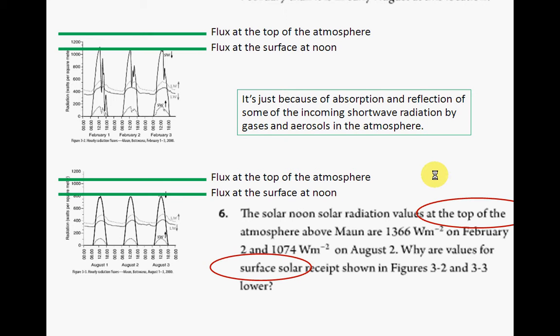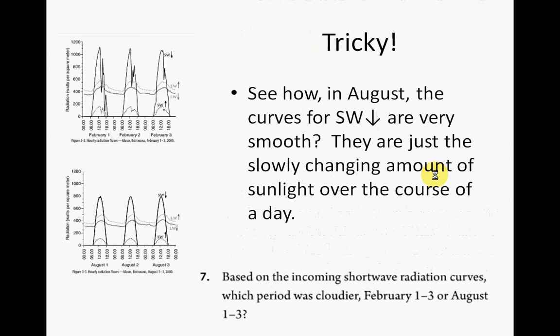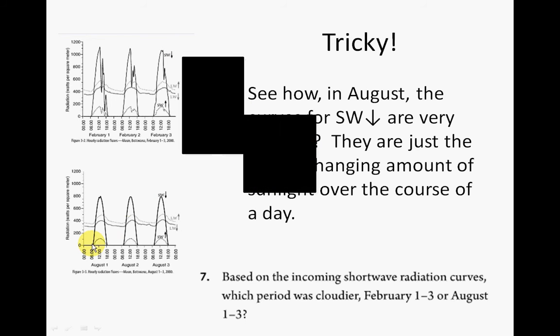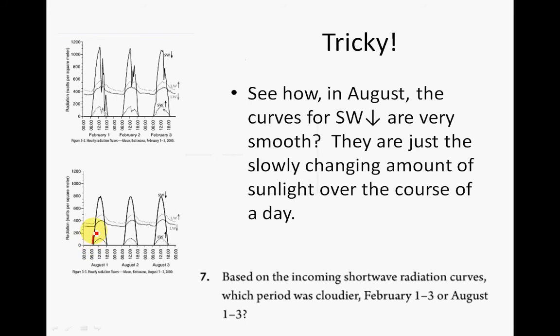Question 7 is pretty tricky. It says, based on the incoming shortwave radiation curve, which was cloudier, February or August? What I want you to notice here, let me get my pointer felt tip pen. See, in August, these curves are really smooth for the shortwave radiation. That's just the slowly changing amount of sunlight over the course of a day. The sun came up, the amount of sunlight increased until noon, and then decreased until sunset.